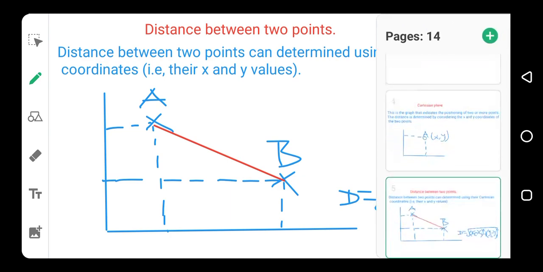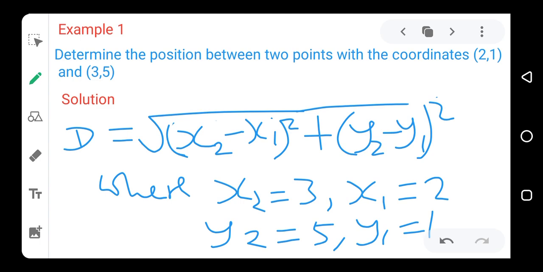Then there are these examples to solve: determine the distance between two points with the coordinates 2, 1 and 3, 5. So we just get the x1 and x2, y1 and y2 and put them into the formula given, and then we solve to get the distance between the 2 points.